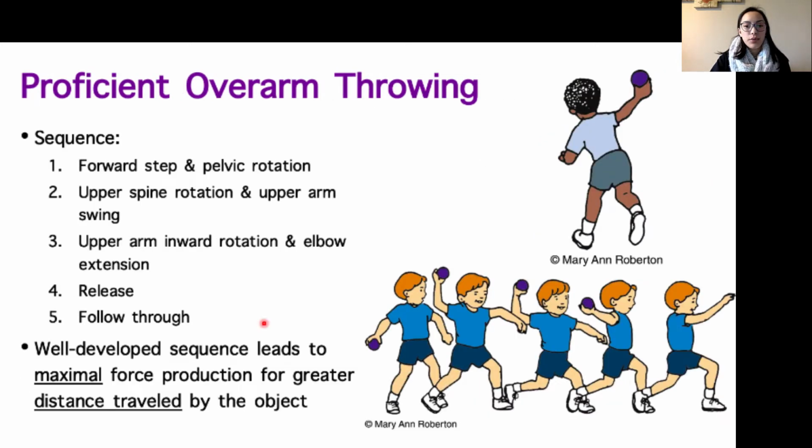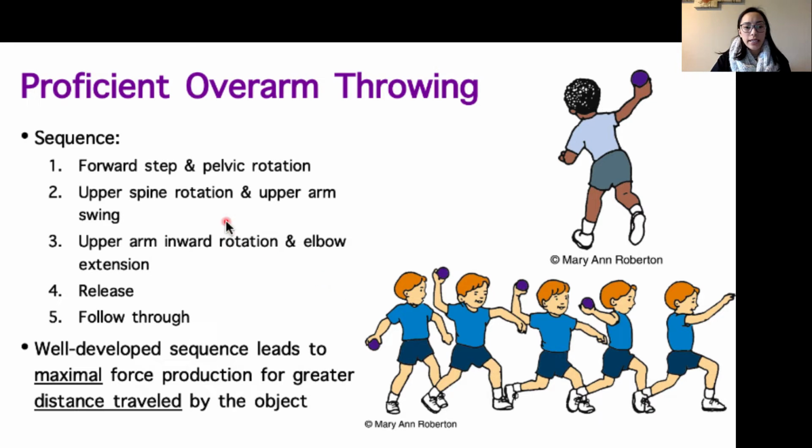When we get to proficient throwers, we start to notice a little bit more distinction between body parts, as in like they're moving independent from one another, but they also move in a more coordinated sequence with specific timing between events. So typically we'll see a forward step with some pelvic rotation, like we can see in these first two steps in this image down below.